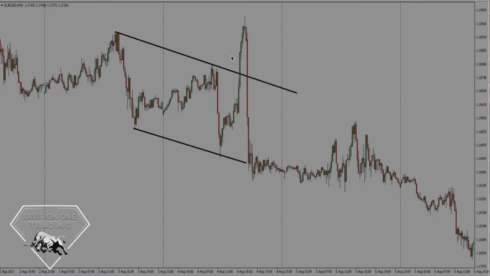It's where it's breaking that trend line, running into some level of resistance, and then trading away from it.